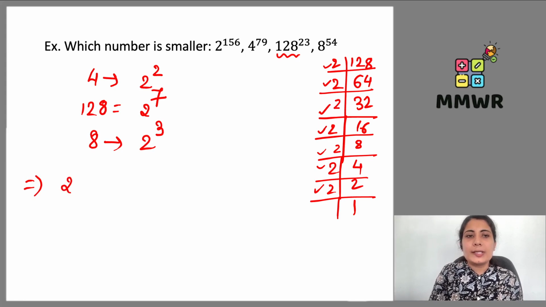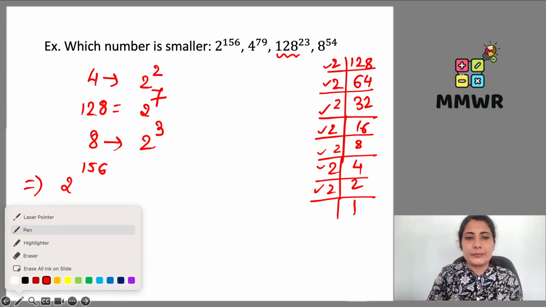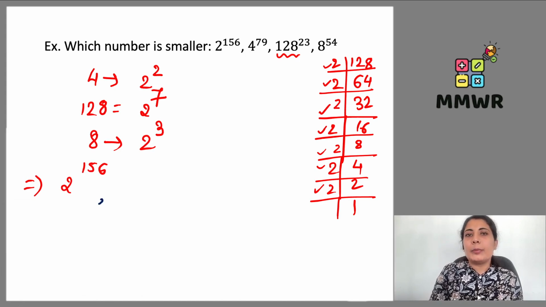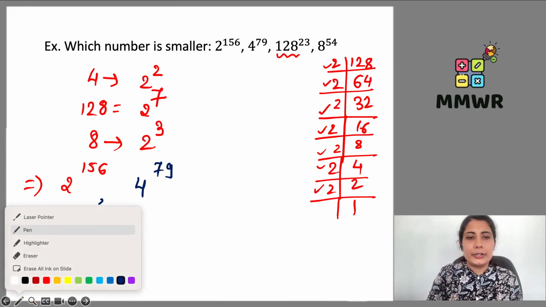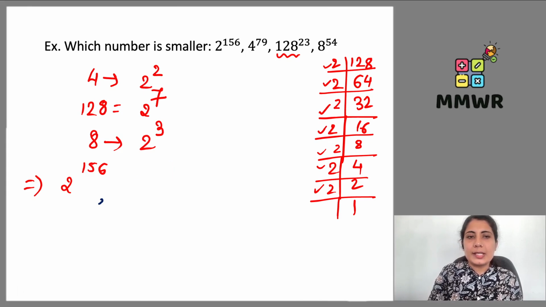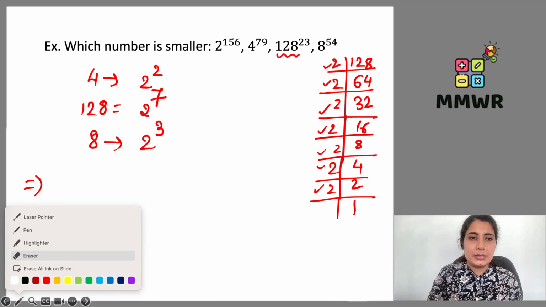Right, now the first one is 2 to the power 156. Second number is 4 to the power 79, which I am writing here. The first number I wrote as it is. Just a minute, I will rewrite it.